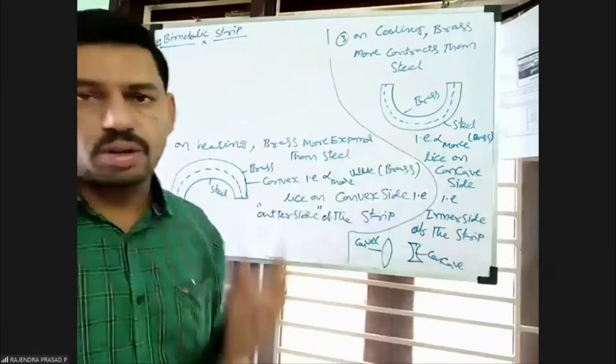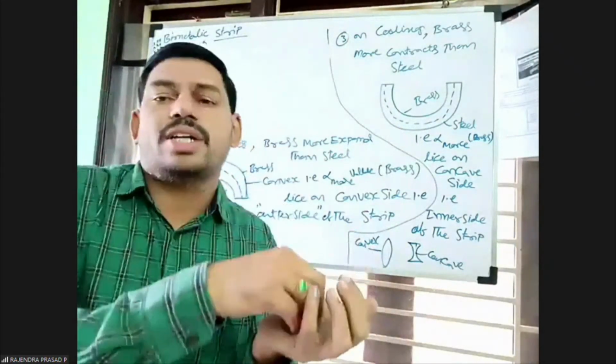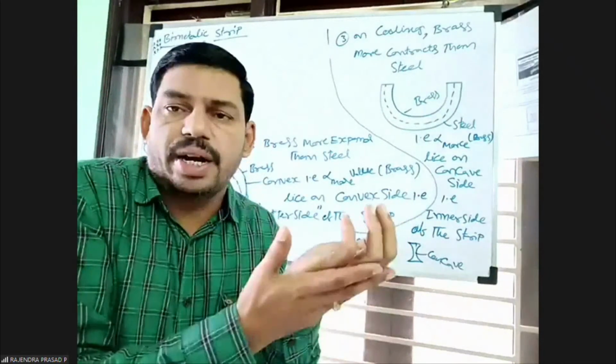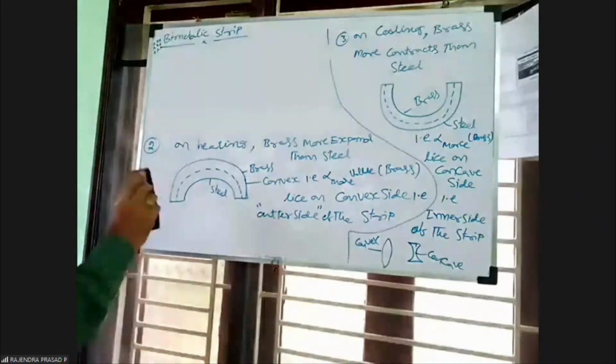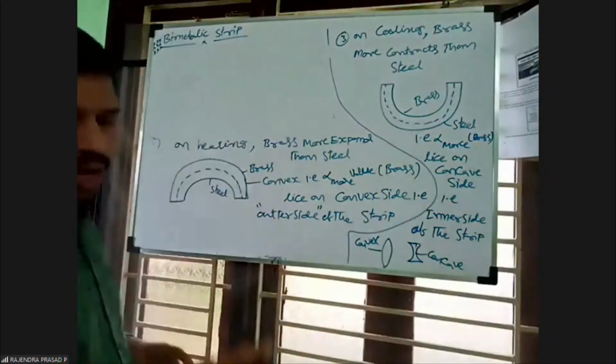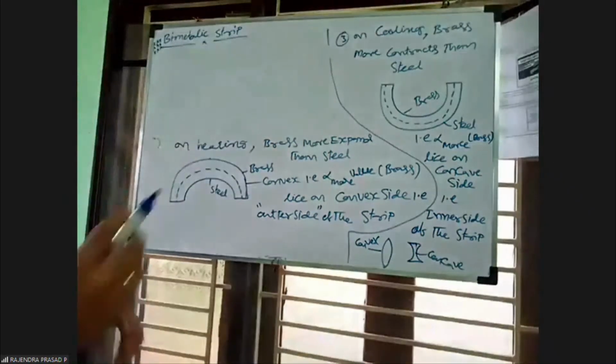This is a concave shape. So the inner side is the material with more expansion, and the outer side is the material with low expansion. This is important. Okay, so three points. Next one, bimetallic strip.